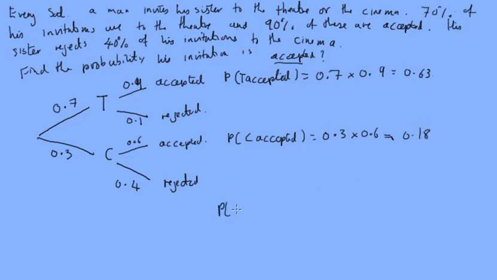So the probability of being accepted is going to be this add this plus 0.18, which is 0.81. So he's got 81% chance of being accepted on a Saturday from this, with his invitations to his sister.